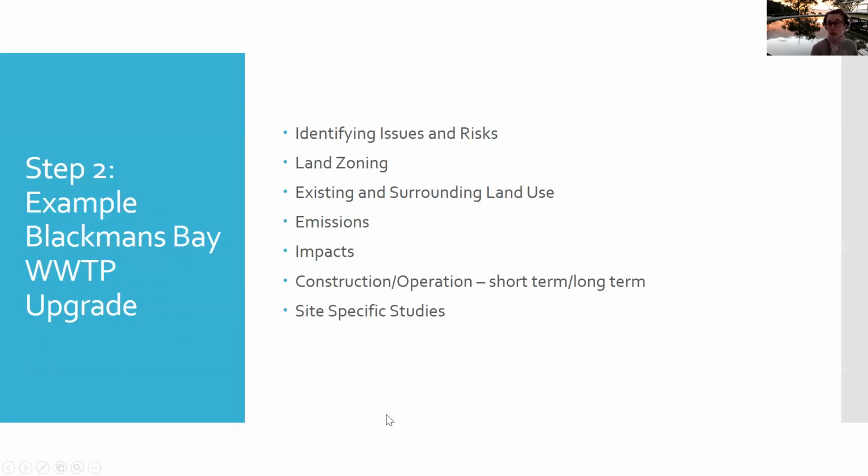So some of the things that obviously, again, we look at are the issues and risks from a wastewater treatment plant. In this case, we're looking at a current wastewater treatment plant and the issues and risks it already has, and what an upgrade will do in regards to those issues and risks. Will they improve them? Will they make them worse? Is there potential for other impacts that haven't been considered already? The land zoning, really important in regards to planning, but also takes into account what the surrounding zoning is and what we're potentially going to affect in the future.